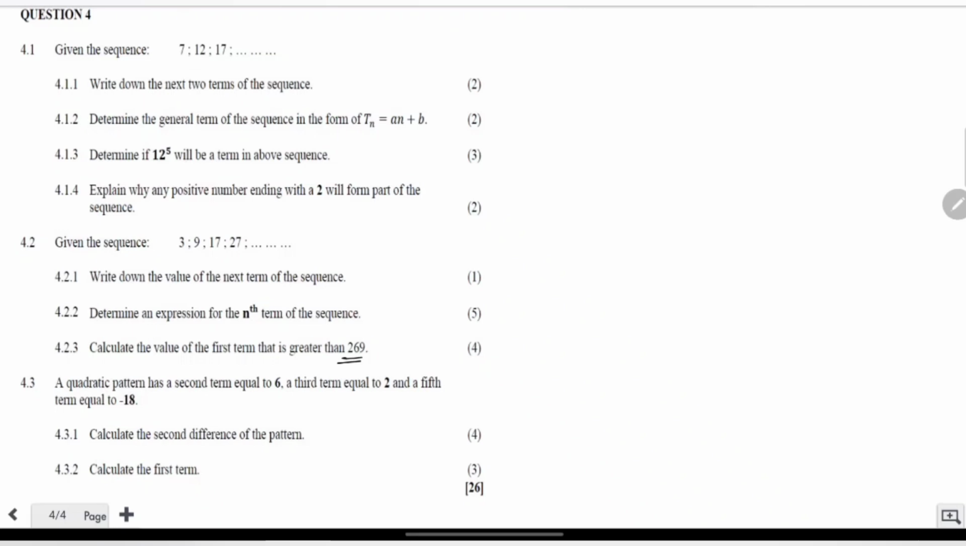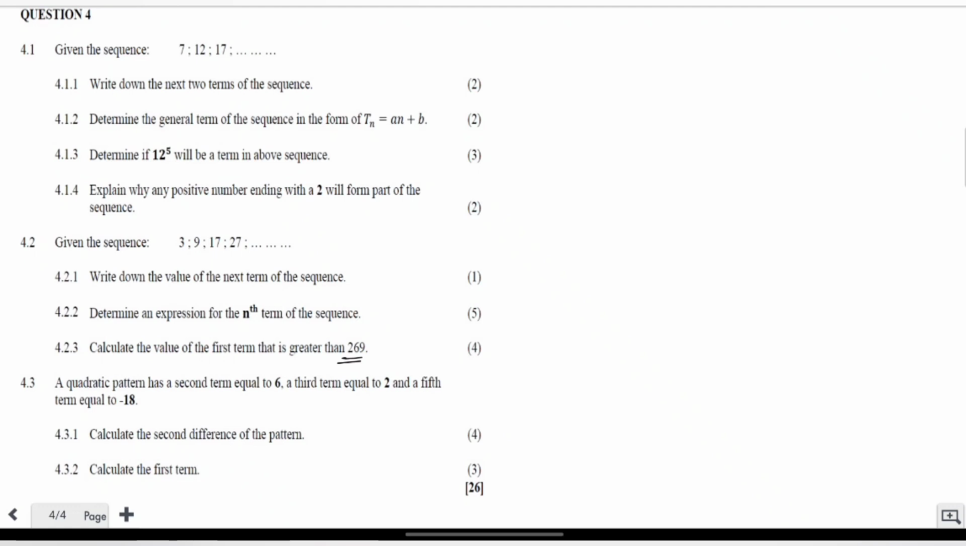Alright guys, now we are going to do 4.3. What is 4.3? A quadratic pattern. So you have to think of all the properties of a quadratic pattern. You know the second difference is the same. Then what is given? The second term, remember, the first term is not there. Second term is 6, third term is 2, fifth term is minus 18. Calculate the second difference of the pattern.